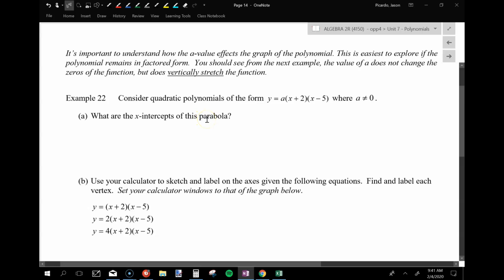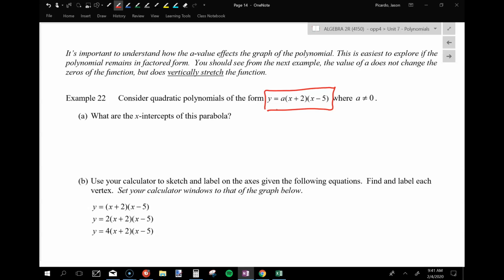All right. Consider the following polynomial. Boom. What does it say about A? Well, it says A can't be 0. So A has some value, doesn't it? Okay, do we know what A is? No.